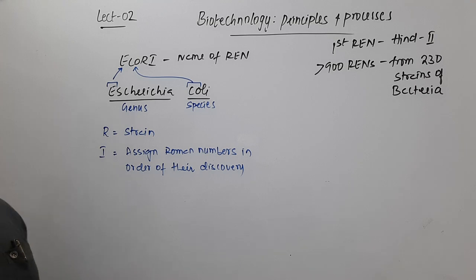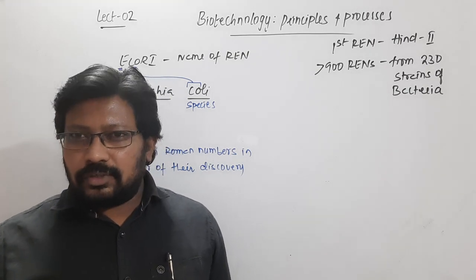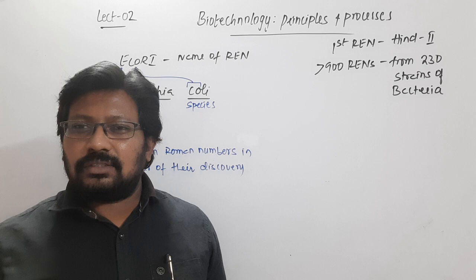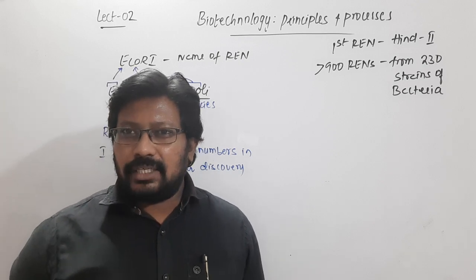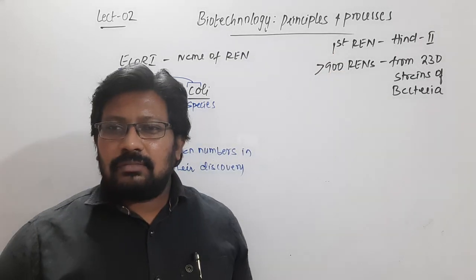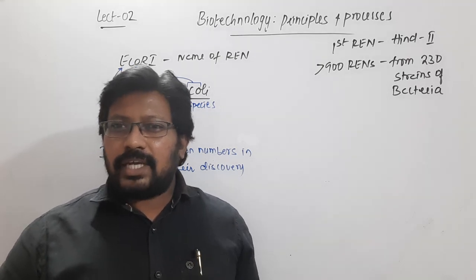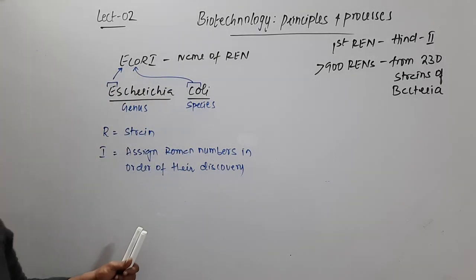Now I have one question. If the numbering follows the order in which we discover or isolate the restriction endonucleases from the bacteria, then why is the first restriction endonuclease not named HindI? Why have I given it HindII? You find it out. I hope this is clear about restriction endonucleases and how we give names to those we isolate from bacteria.